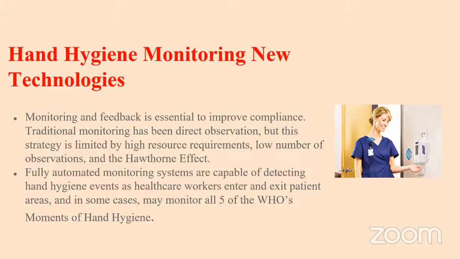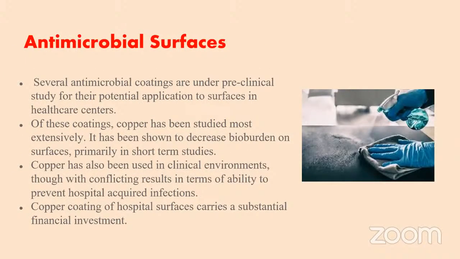Coming towards the last slide, that is antimicrobial surfaces. Several antimicrobial coatings are under preclinical study for their potential application to surfaces in healthcare centers. Of these coatings, copper has been studied most extensively. It has been shown to decrease bioburden on surfaces primarily in short-term studies. Copper has also been used in clinical environments, though with conflicting results in terms of ability to prevent hospital-acquired infections. Copper coating of hospital surfaces carries a substantial financial investment.